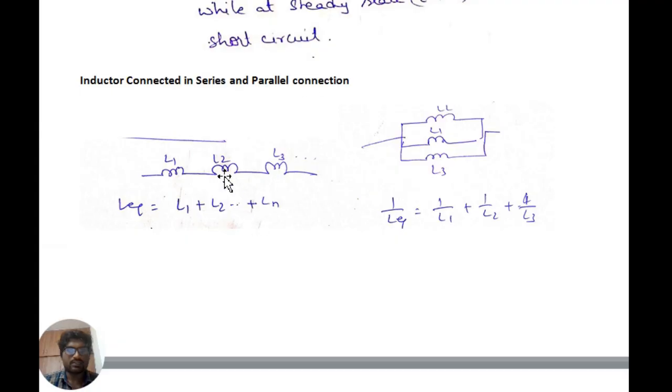Series and parallel connection. When inductors are in series, the total is the sum of all the inductors. In the parallel case, it can be written as 1 by L equals 1 by L1 plus 1 by L2 plus 1 by L3, and so on.